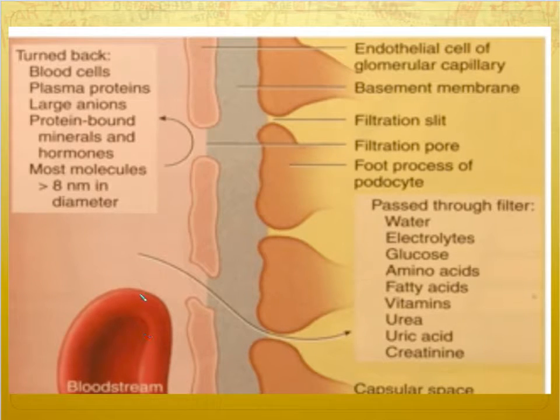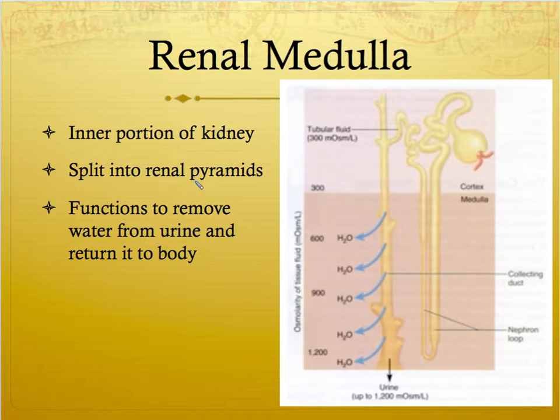this is what's happening. You have your red blood cells, your plasma proteins, your large anions. All of these are kept within your blood vessel, in your artery and your capillary. Okay, the things that pass through, primarily water. We have your electrolytes slide through these openings. Glucose, amino acids, fatty acids, vitamins. But water, electrolytes, glucose, and then urea, uric acid, and creatinine are your three big things that get pulled from the blood and pulled into your capsular space, your glomerulus. Okay, that's all in the cortex.